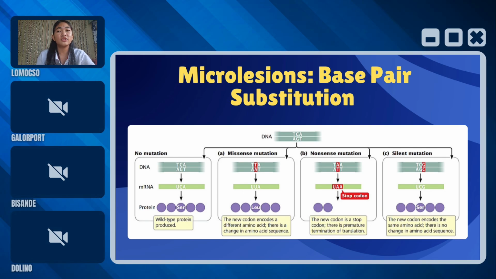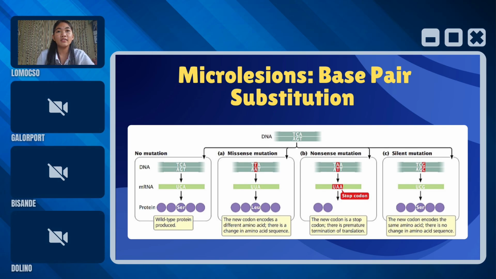So this shows a change in the amino acid sequence in the protein. As for the nonsense mutation, the DNA is changed from TCA to TAA, which the corresponding mRNA codons result in a UAA. And this new codon is a stop codon, which means there's a premature termination of translation. And this leads to the production of a shortened, potentially non-functional protein.